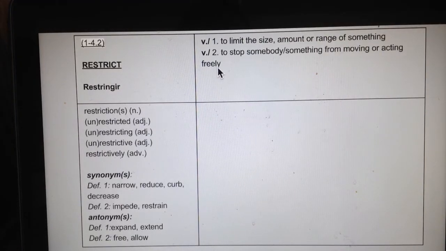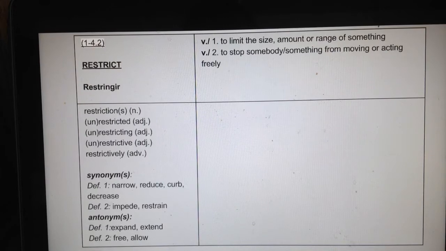The second definition is similar, but it's almost more specific. It's to stop somebody or something from moving or acting freely. For example, when you have an exam in your class, the teacher may restrict people from standing up, walking around, and leaving the classroom. The teacher will restrict the students from moving around during an exam.